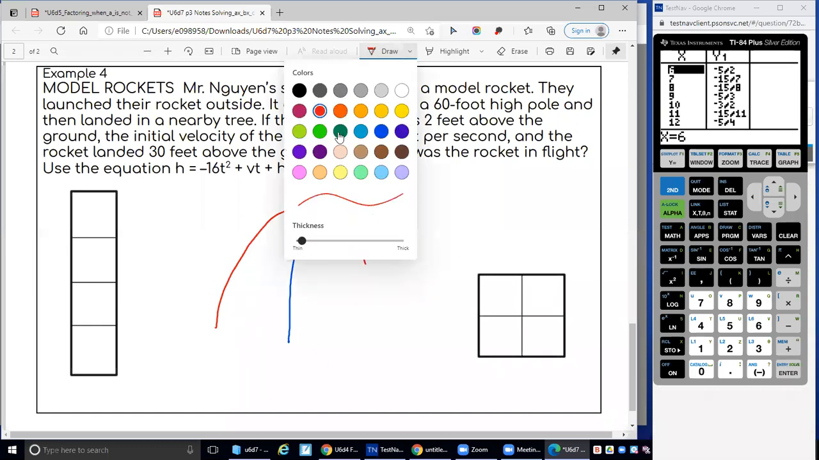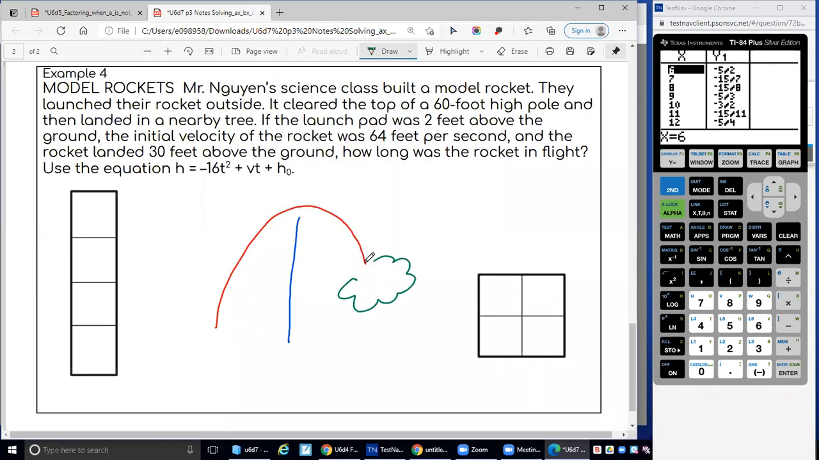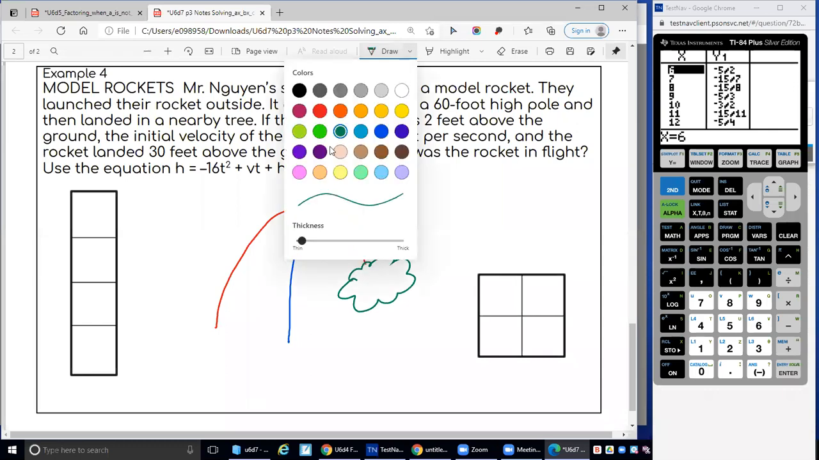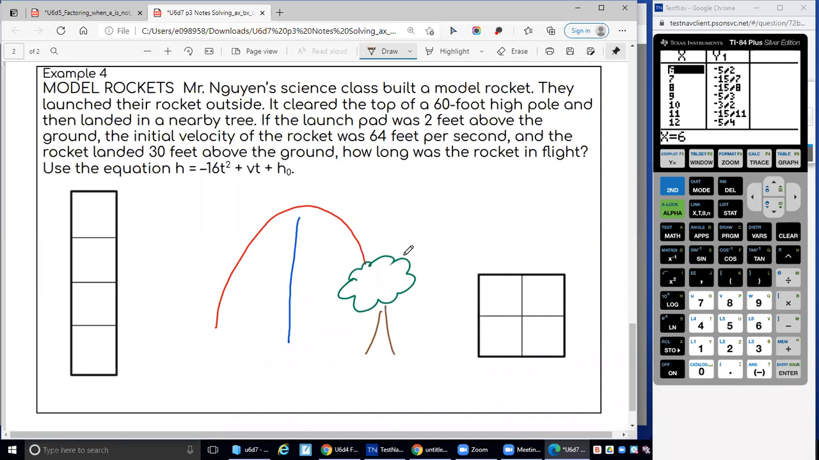Use the equation. Okay, so I'm really, really visual. One of the things I want to look at, that last question, what are they looking for anyway? It says, how long was the rocket in flight? In my equation, what variable are we looking for? What do you think? H. What do you think H stands for? I agree. I think H is for the height. What do you think H with the subscript 0 is? That's the height when.